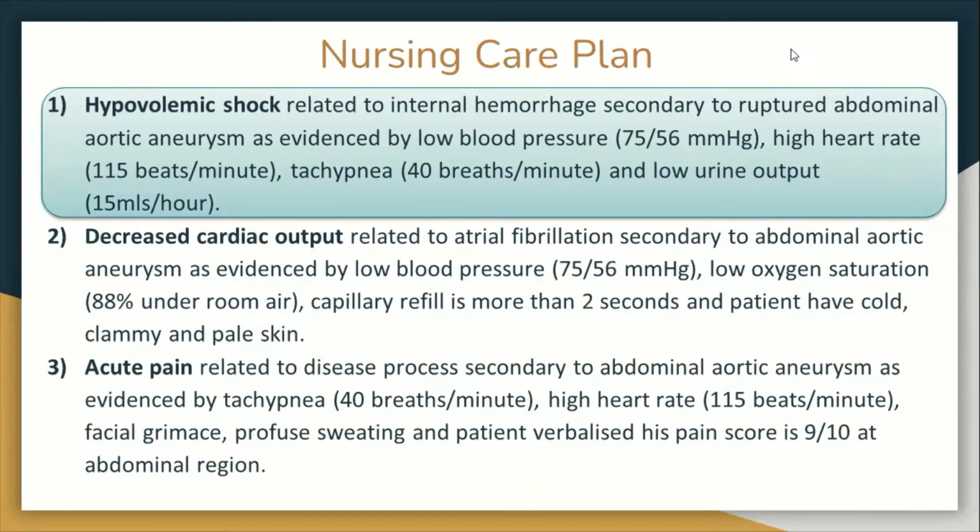The first nursing diagnosis is hypovolemic shock related to internal hemorrhage secondary to ruptured abdominal aortic aneurysm, as evidenced by low blood pressure, 75 over 56 mmHg, high heart rate, 115 beats per minute, tachypnea, 40 breaths per minute, and low urine output, 15 mL per hour.